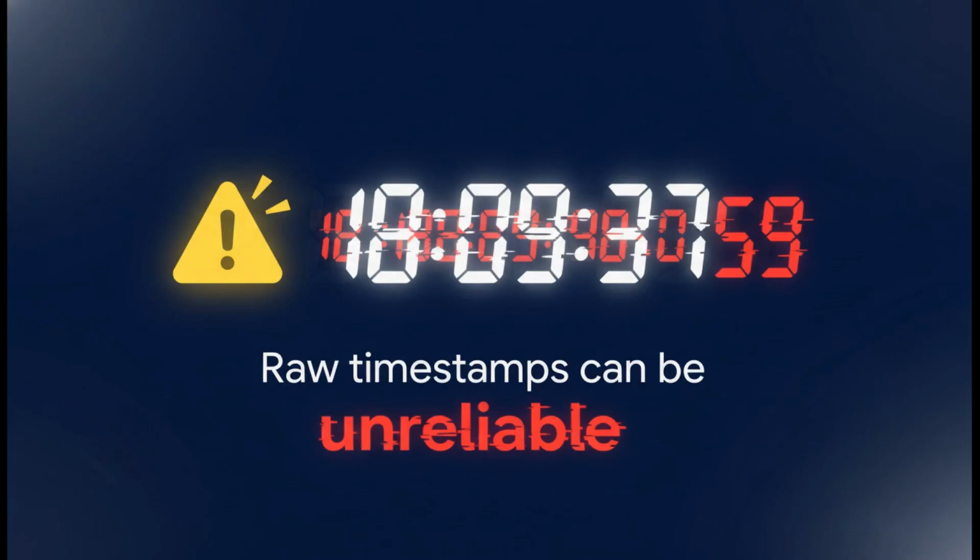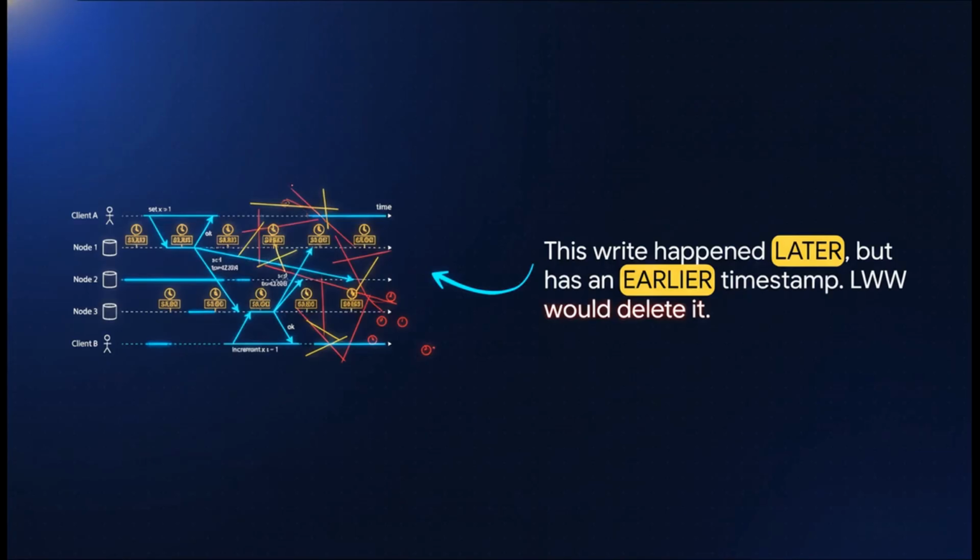I mean, just look at this chaos. Imagine your one source of truth for time just glitching out. It jitters, it jumps around, it even runs backward for a second. That is exactly the level of trust you should put in a raw timestamp. Zero. None.